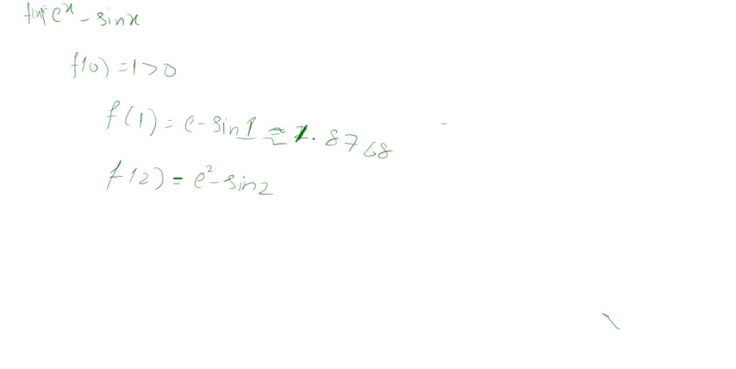Okay, so what value can you choose so that e to the power x minus sine x becomes negative? That's what we try to choose now. If you choose f(x) equals 3, you will still get the positive sign.